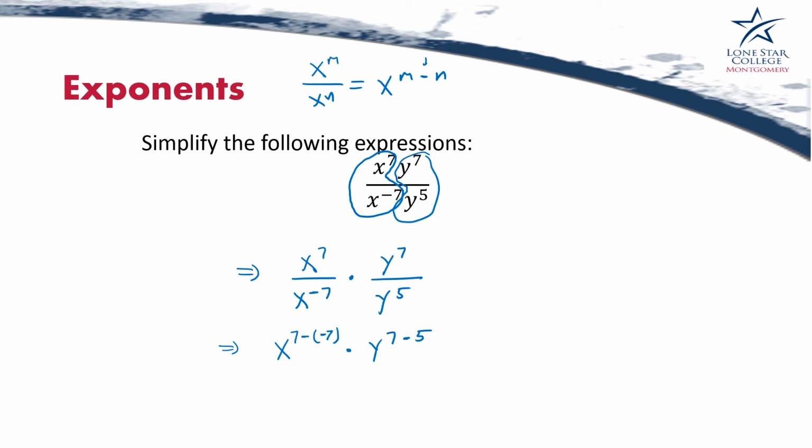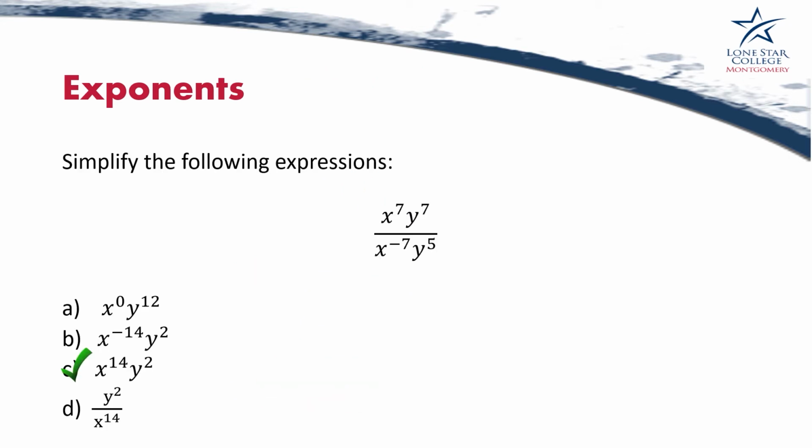which is 5. So if we simplify, 7 minus negative 7 is the same thing as saying 7 plus 7, which gives you x to the 14th. And then y to the 7 minus 5 gets you just y to the 2nd. So that is the simplified expression, which is answer choice C, x to the 14th y to the 2nd.